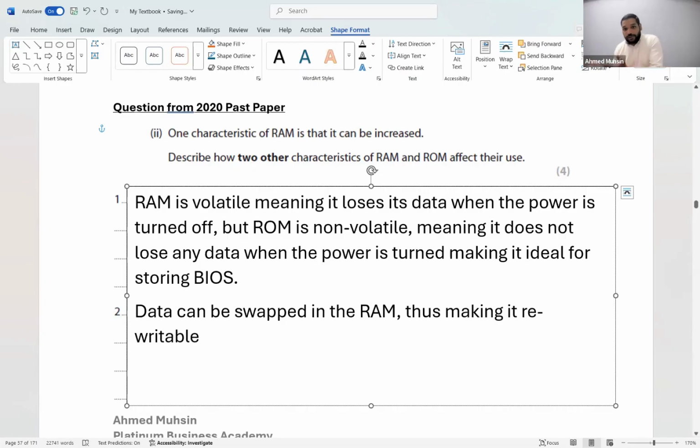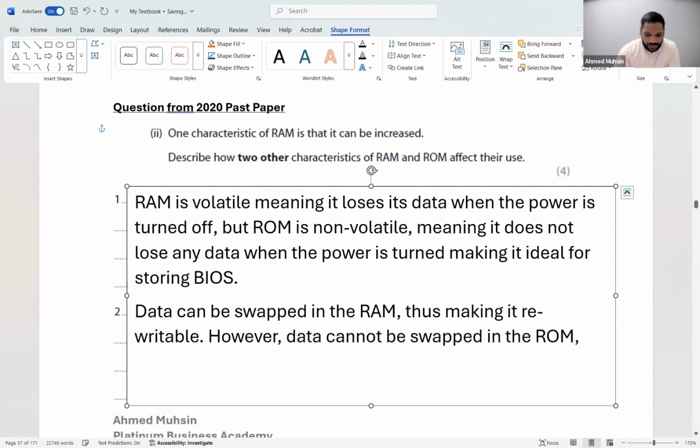You can open a program, add it to RAM. You close the program, it is taken out of the RAM, making it rewritable. However, data cannot be swapped in the ROM, thus making it read only. You can only read what's in your ROM, and there's only one program in it which we call BIOS. Are we okay? I'll put these words together, thus making it rewritable.